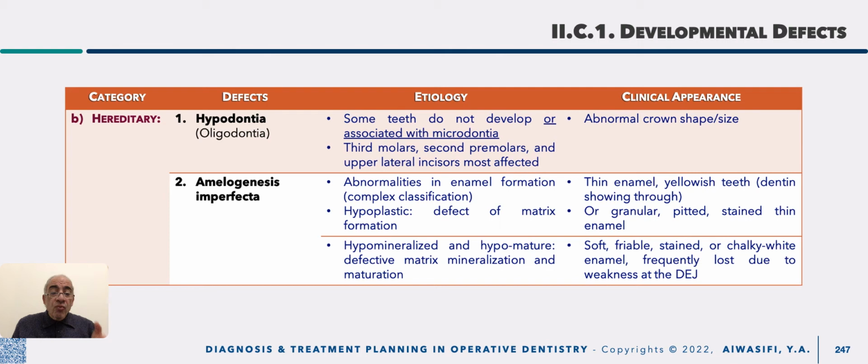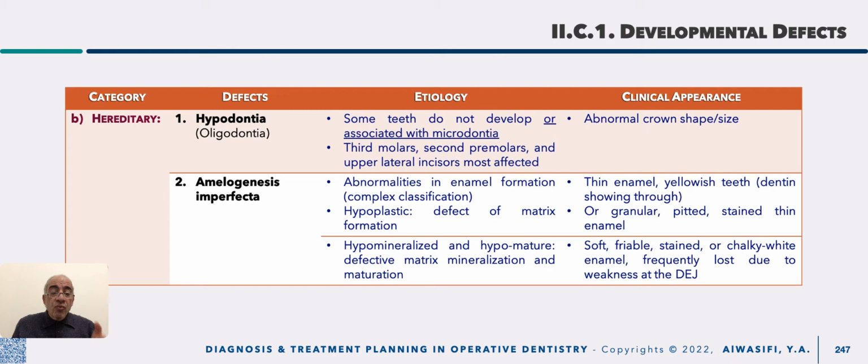Then comes also amelogenesis imperfecta. From its name, it's an abnormality in enamel formation, okay, and it has a complex classification. It either appears as a hypoplastic defect of the matrix formation or as hypomineralization. It's a defect in maturity due to defect in matrix mineralization and maturation.